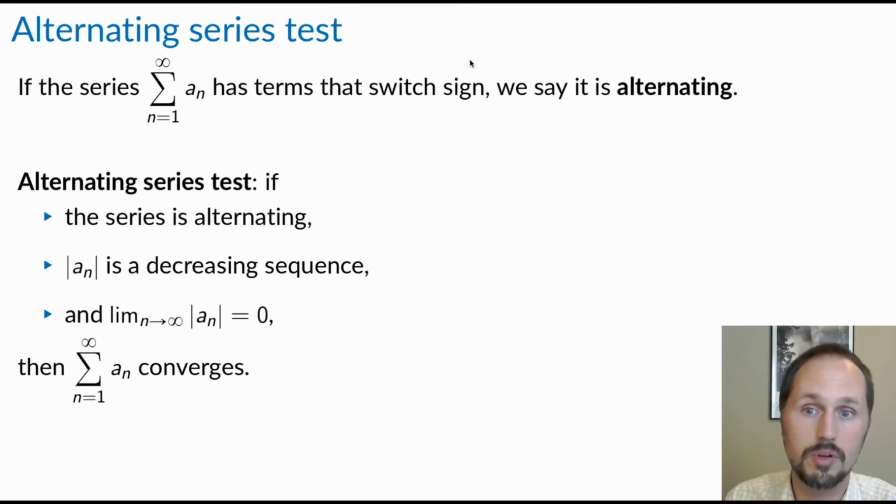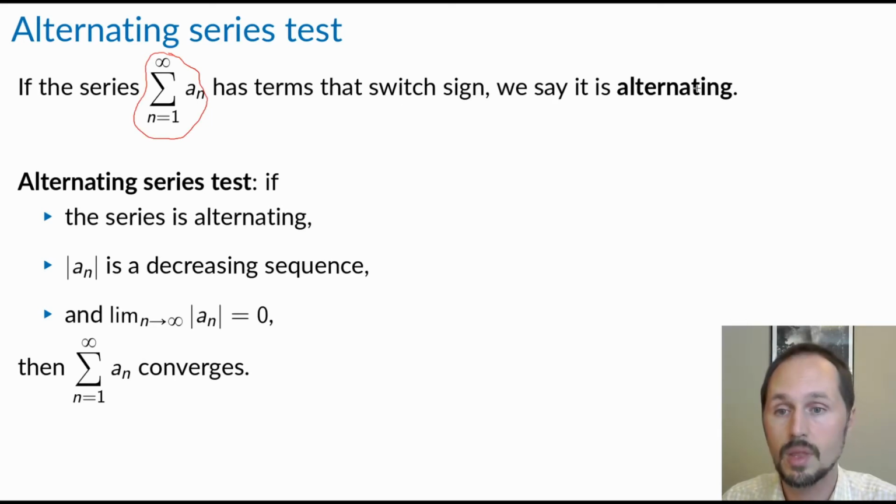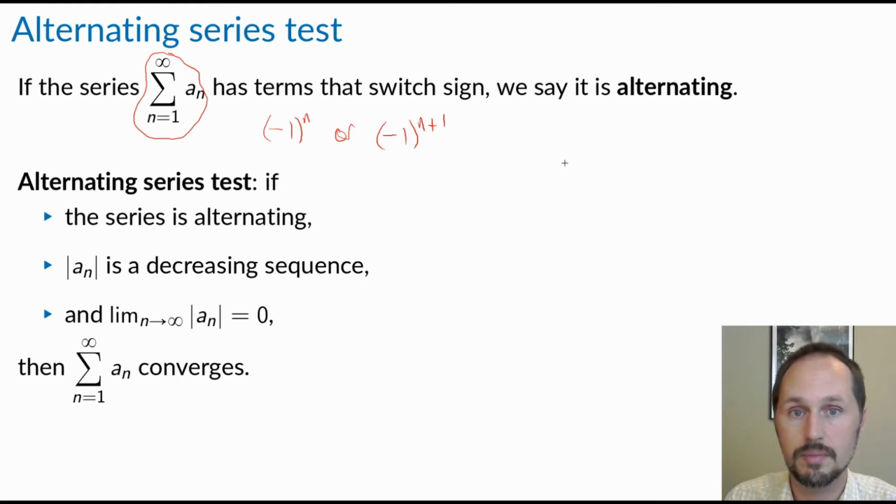This leads us to what's called the alternating series test. Now, the alternating series test applies to alternating series. So if a series sum n equals 1 to infinity of the a_n has terms that switch sign or alternate signs, we say it's alternating. So that means that we want something that looks like either we have a (-1)^n or a (-1)^(n+1) in the series. Right? That's really what it means to say that we flip sign.